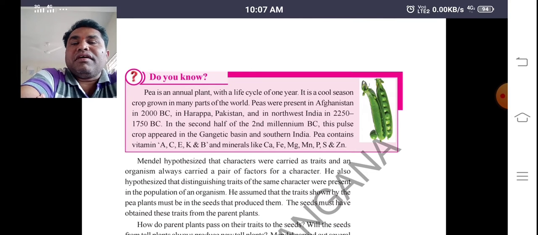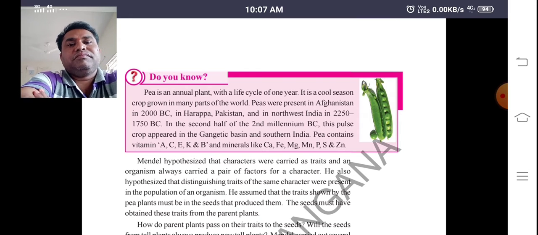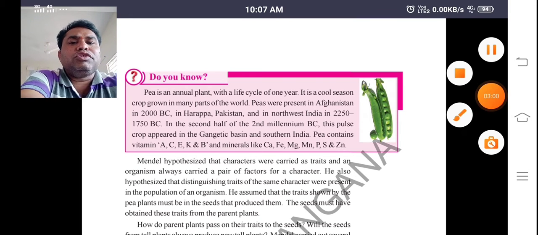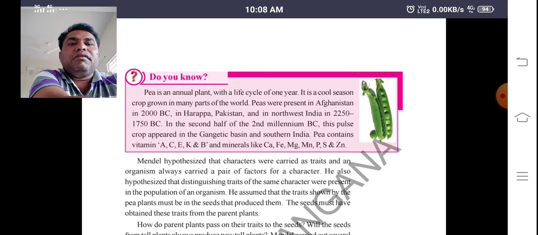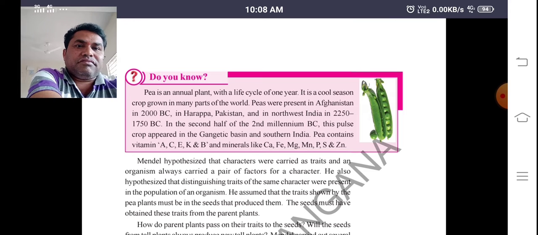Peas contain the most important vitamins: vitamin A, C, E, K and B, and minerals like calcium, iron, magnesium, manganese, phosphorus, sulfur and zinc. Because of these vitamins and elements, this is most important to our diet, which gives more proteins. So when we consume peas, mainly we get the proteins.